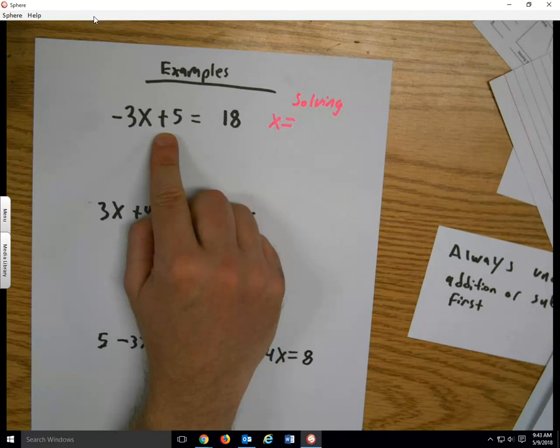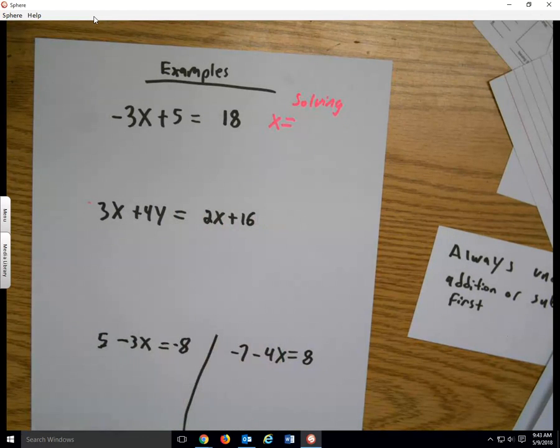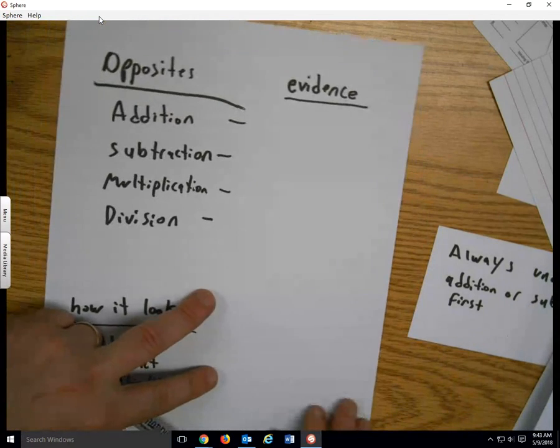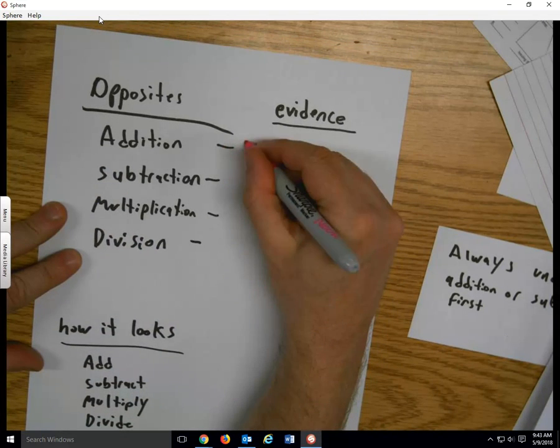And how do we undo adding? What's the opposite of adding? If you want to use the math terminology, what's the inverse operation of addition? Well, it turns out that it is subtraction. Let me go over that real quick. We'll come back to that problem. What are the opposites? So the opposite of addition is subtraction.